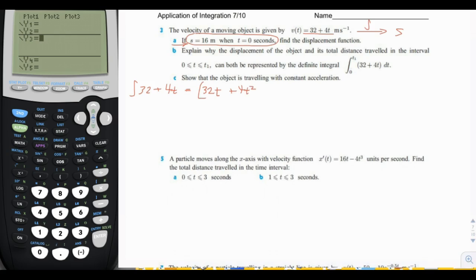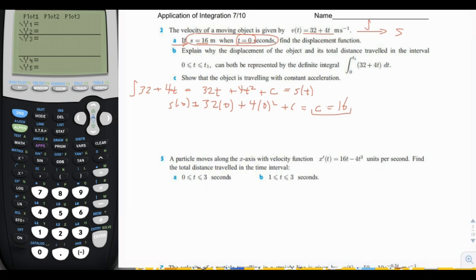And then we can evaluate that. This is not a definite integral, it's an indefinite integral, so we'd put plus c at the end. And then we know that when t equals 0, that s equals 16. So remember that this is s. So s of 0 is equal to 32 times 0 plus 4 times 0 squared plus c, which is just equal to c, right? And s of 0, remember, is equal to 16. So we just discovered that c equals 16.